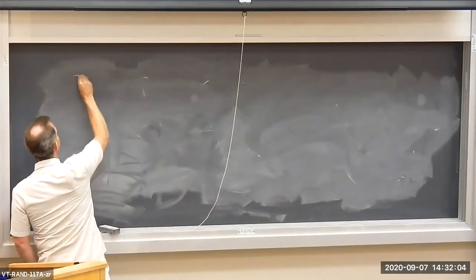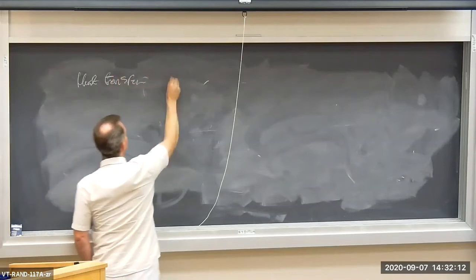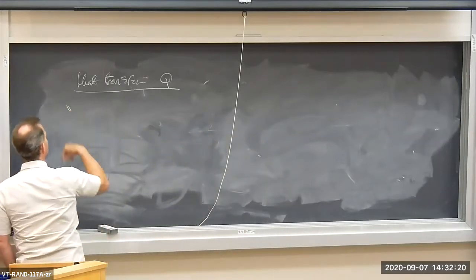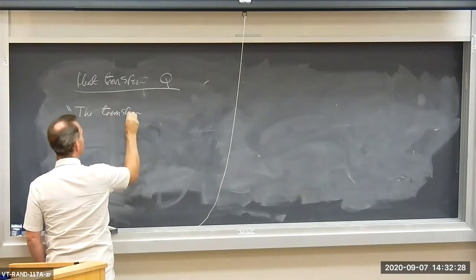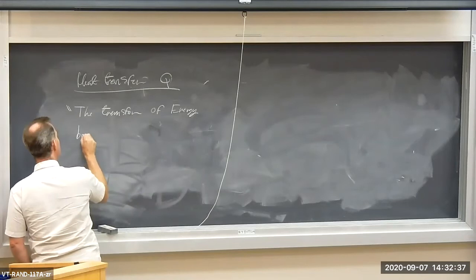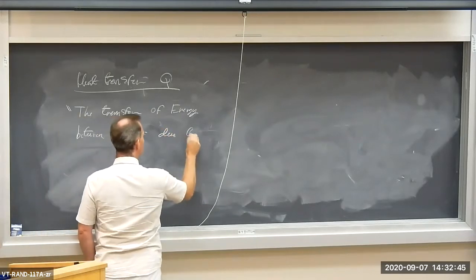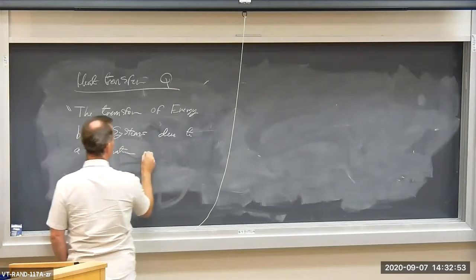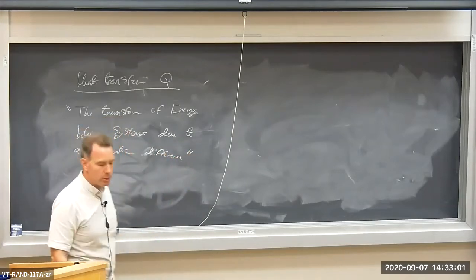Okay, so heat transfer. Heat transfer is symbolized by the symbol Q. So what's the definition of heat transfer? Heat transfer is the transfer of energy between systems due to a temperature difference.